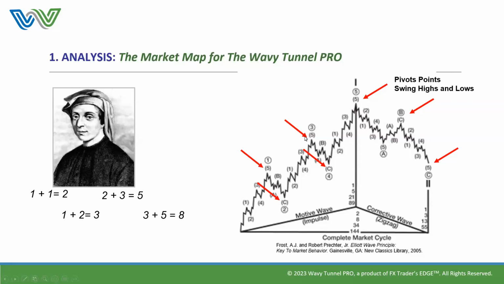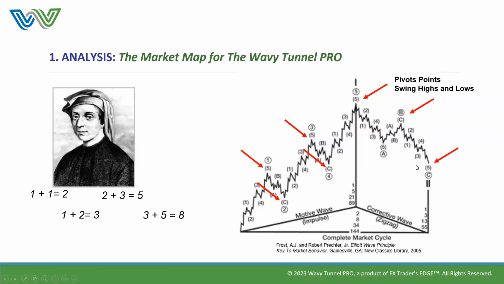But these red arrows indicate pivot points, swing highs and lows. And this 8-wave market cycle is very telling. You notice that at the end of every swing move, like at the end of wave 1, 2, 3, 4, 5, we see head and shoulders patterns or reverse head and shoulders patterns. So classical technical analysis is very much ingrained in Elliott wave analysis. You can see the same patterns at the end of swing moves.